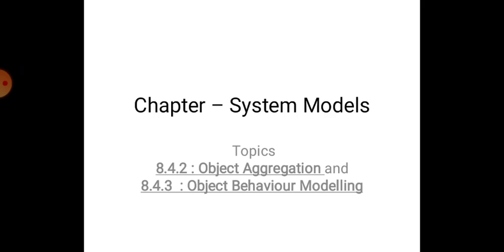At present, we are in the chapter System Models. In this chapter, we have studied context models, behavioral models, data models, and at present, we are studying object models. In these object models, we have finished inheritance models. Today we will take up the remaining two models, that is object aggregation and object behavioral modeling.